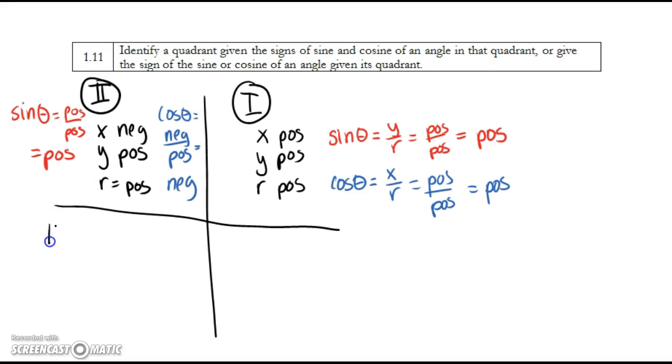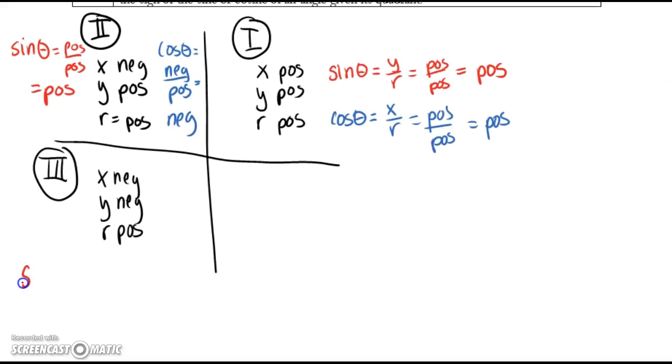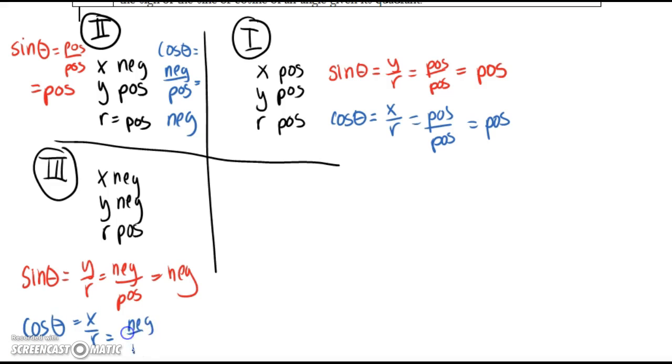We can do the same thing for quadrant 3. In quadrant 3, the x is negative, y is negative, and r is positive as always. And to find sine of theta, we do y divided by r, which is a negative divided by a positive, which is negative. And cosine of theta is x divided by r, which is negative divided by a positive, which is negative. So both sine and cosine are negative in quadrant 3.